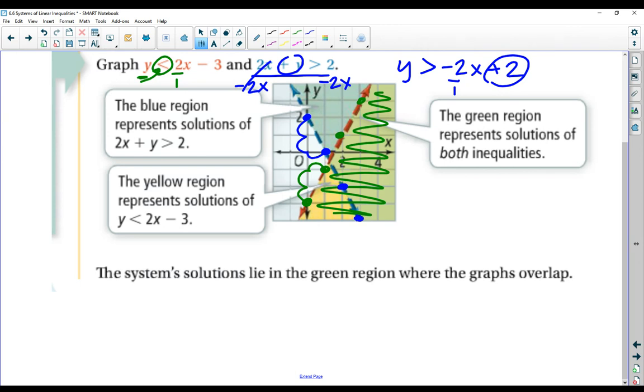Because it does not have an equal to bar, it is a dotted line. And then our y is on the open side, or the greater than side, so they shaded everything above that line. Now if you look at that graph, we double shaded in one big area. This spot has both shadings, so anything in this space will be a solution to that system.